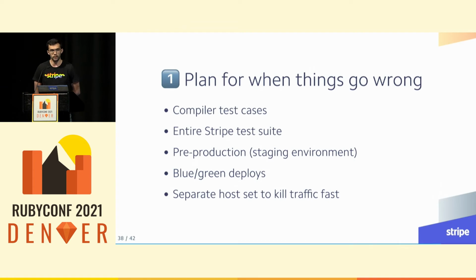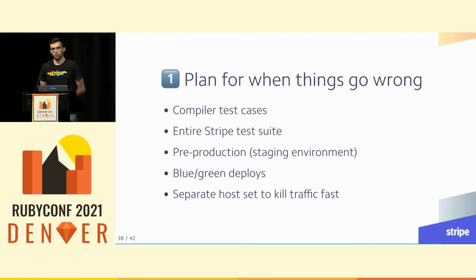If there doesn't happen to be a Stripe test for something, the next line of defense we have is Stripe has a pre-production or staging environment where it emulates a production environment as much as possible, but doesn't actually receive live API traffic. And so that might be one more place where we could detect a bug in the compiler and abort early if we find it.